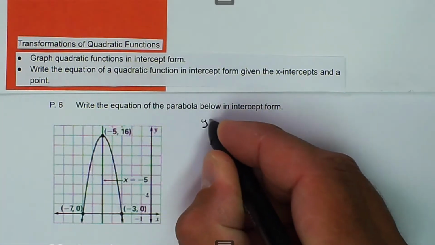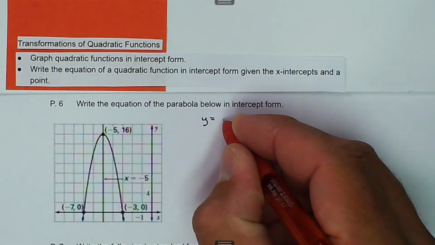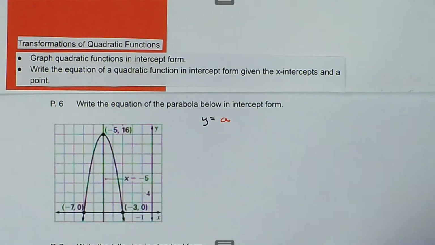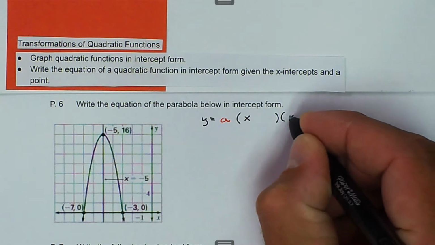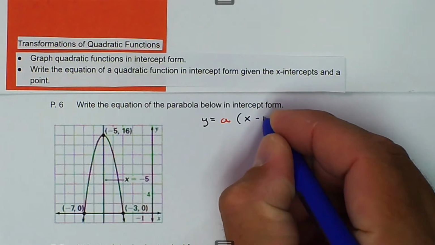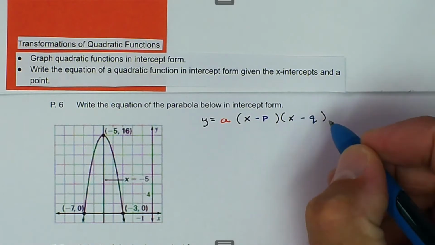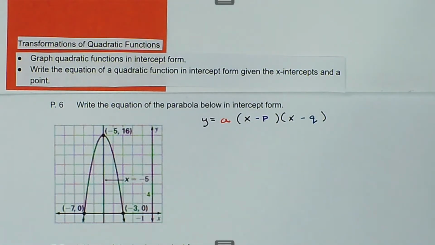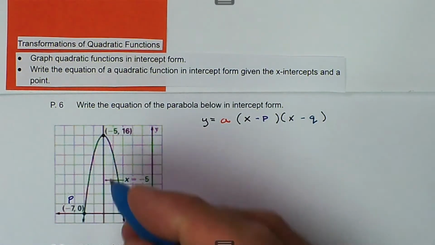So we have y equals some a value times (x minus p)(x minus q). And we can substitute those values in, the values that we know. So this one will be p right here, -7, and q is -3.